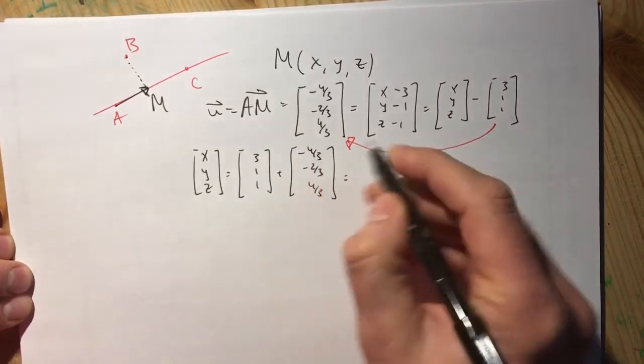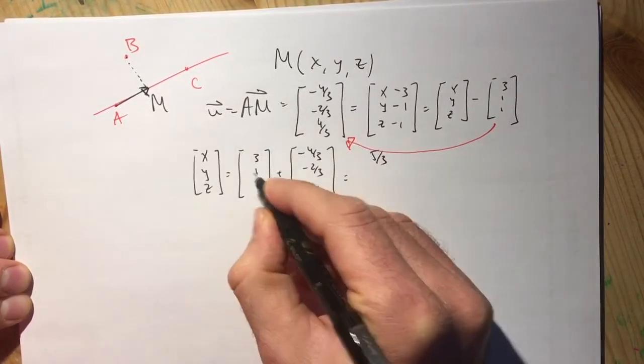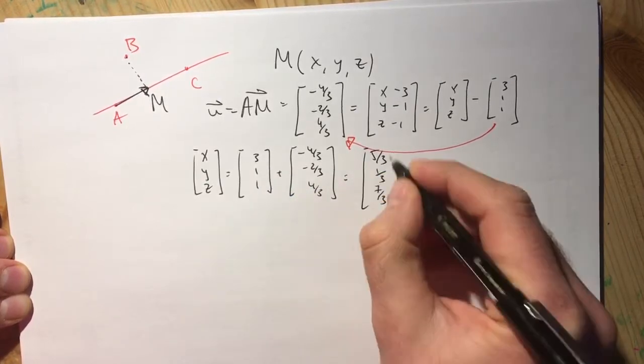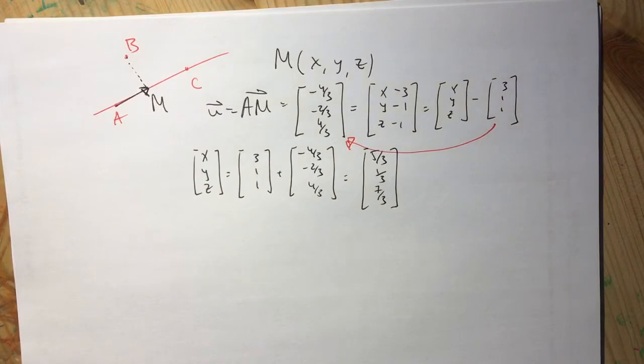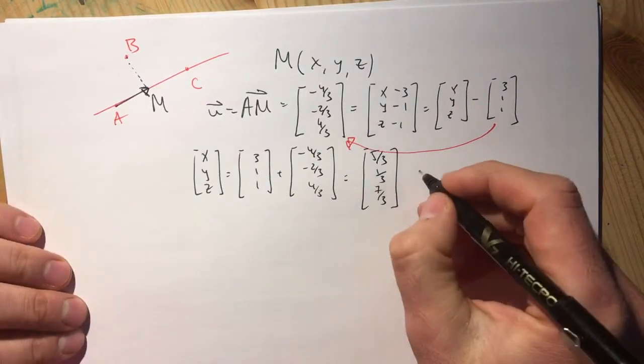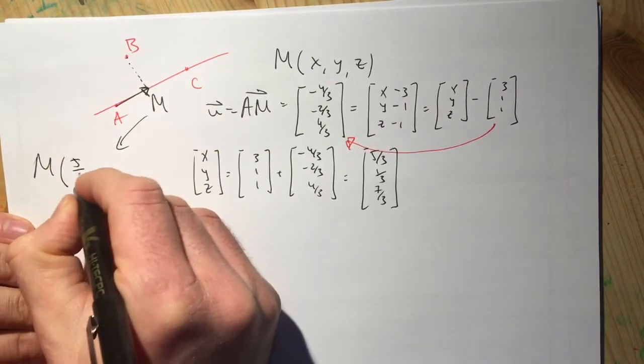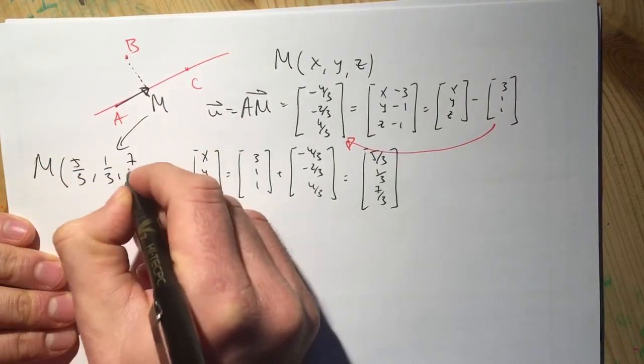And that's how much? 9 minus 4, that's 5 over 3. 3 minus 2, that's 1 over 3. And that's 7 over 3. Okay, so that's the point. M has coordinates 5/3, 1/3, 7/3.